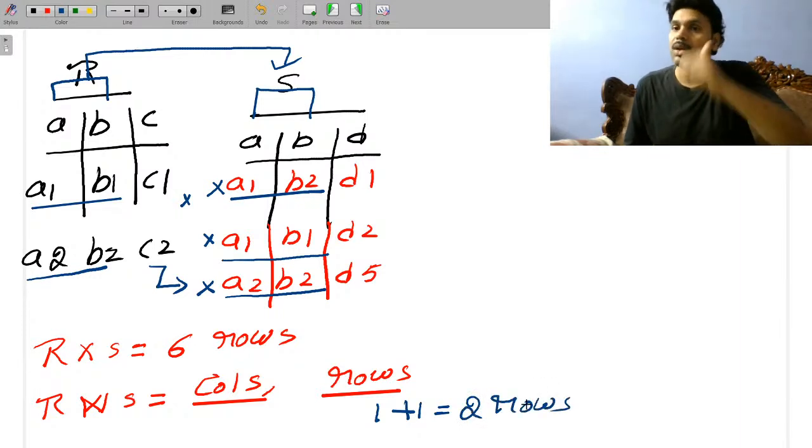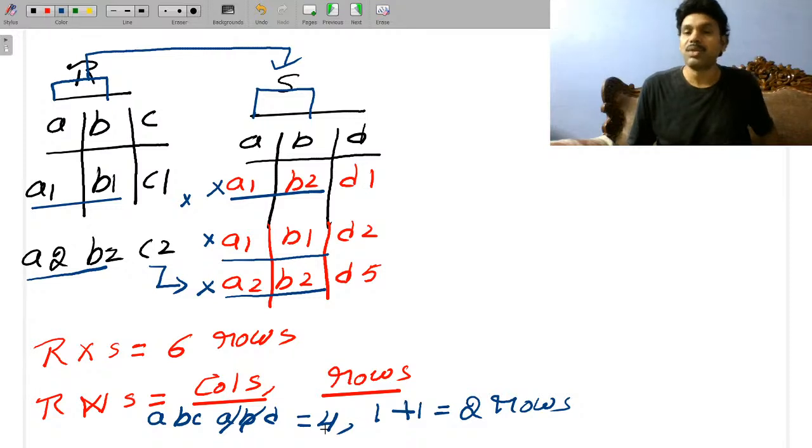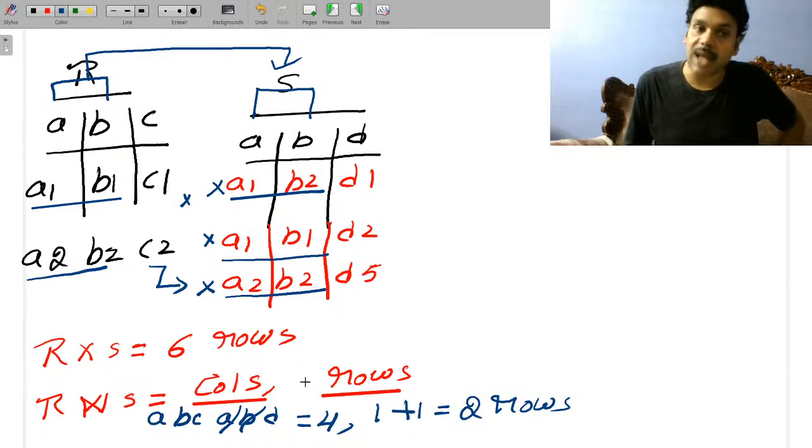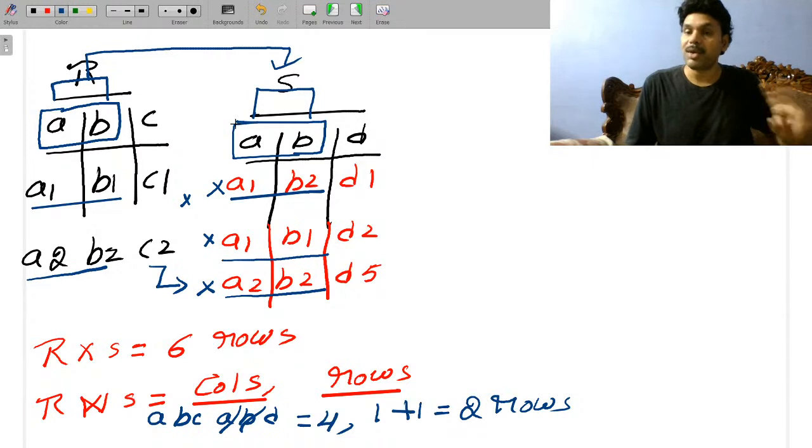So number of columns, how many columns you are going to get? I said that you are going to get columns like A, B, C, A, B, D, but it eliminates the common columns, and so the columns are only 4: A, B, C, D only, and the number of rows are 2. Here, this time, the manipulation has happened between A, B columns together. Please understand, friends. The manipulation is happening between A, B columns together because A, B is common in this case. Okay?